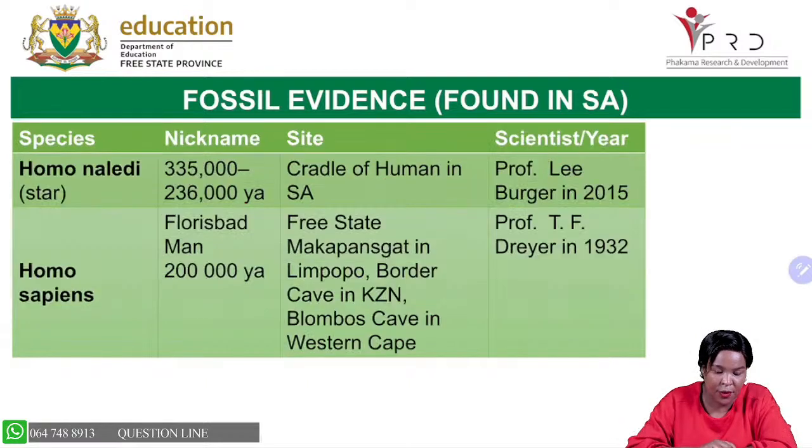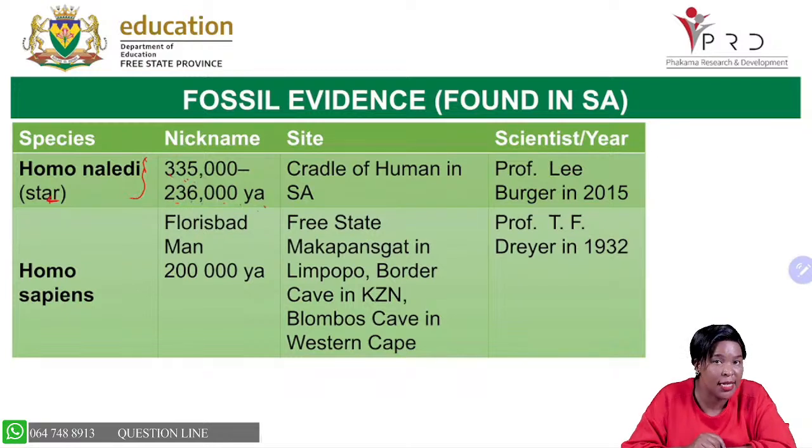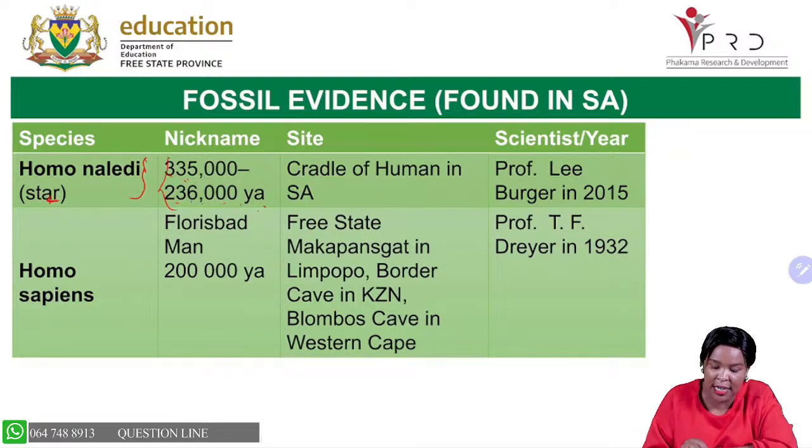And then the other species is Homo naledi, which means star. It lived around 335,000 years ago to 236,000 years ago. You see, this one is not million years ago, so it is the most recent. Then it was found in the Cradle of Humankind in South Africa by Professor Lee Berger in 2015.